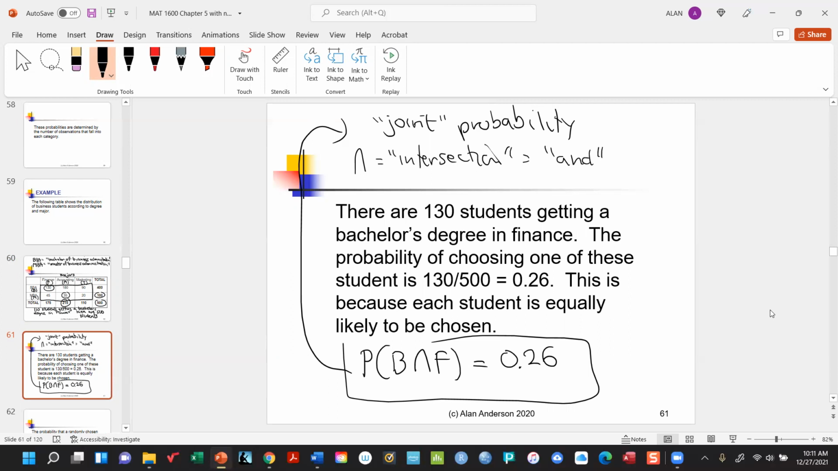Now, by the way, you notice that we're implicitly assuming that everyone is equally likely to be chosen. If not, we have to do something different. Okay, so based on this understanding that everybody is equally likely to be chosen, the probability of getting somebody with their bachelor's degree in finance is 0.26 or 26%.